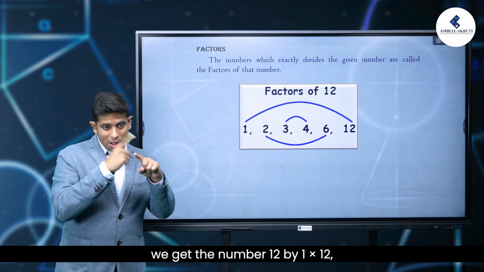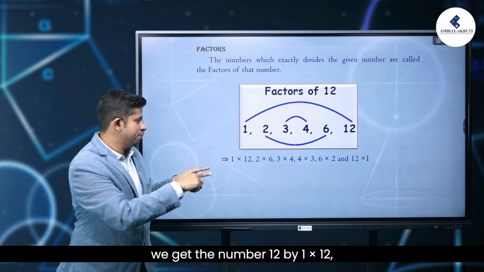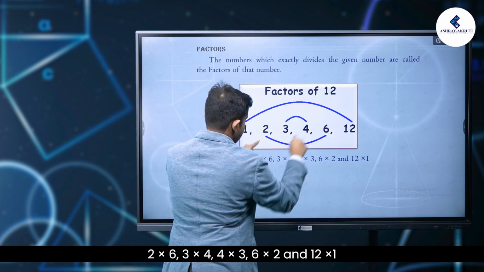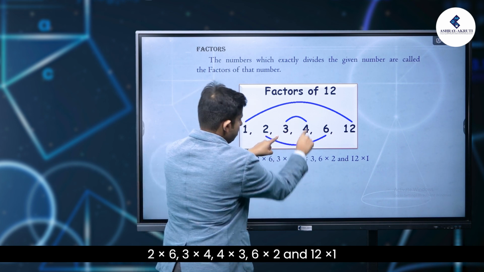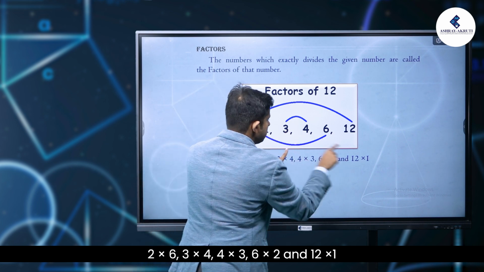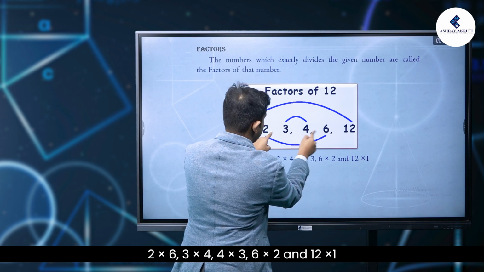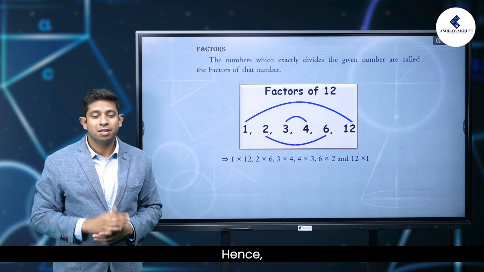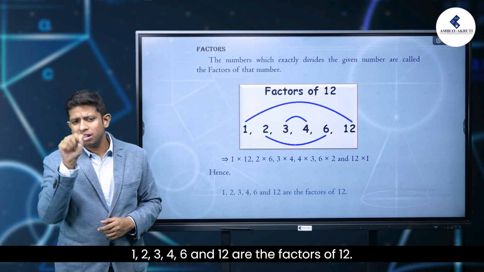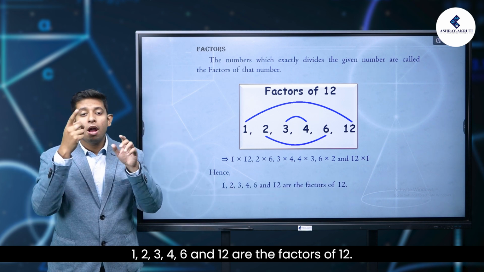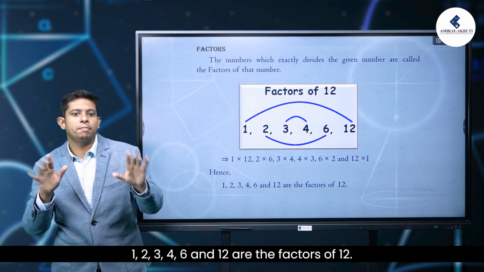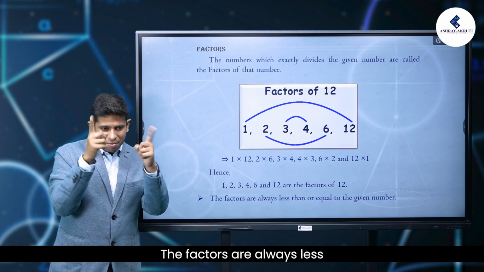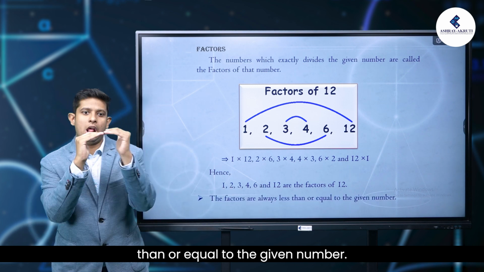As we can see, we get the number 12 by 1 into 12, 2 into 6, 3 into 4, 4 into 3, 6 into 2 and 12 into 1. Hence, 1, 2, 3, 4, 6 and 12 are the factors of 12. The factors are always less than or equal to the given number.